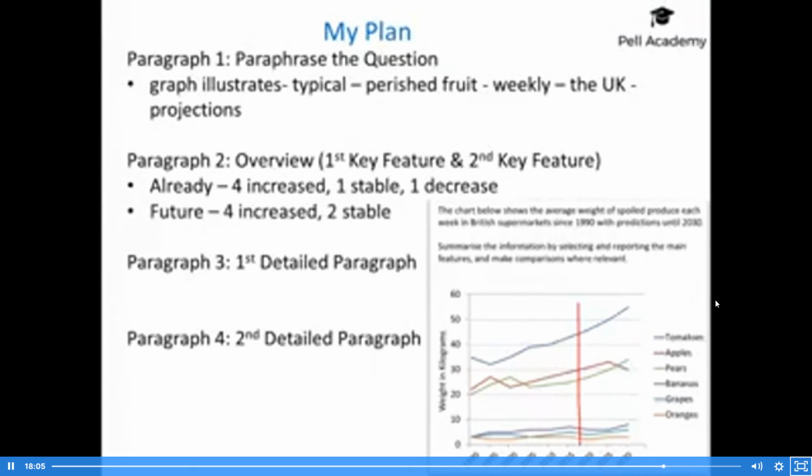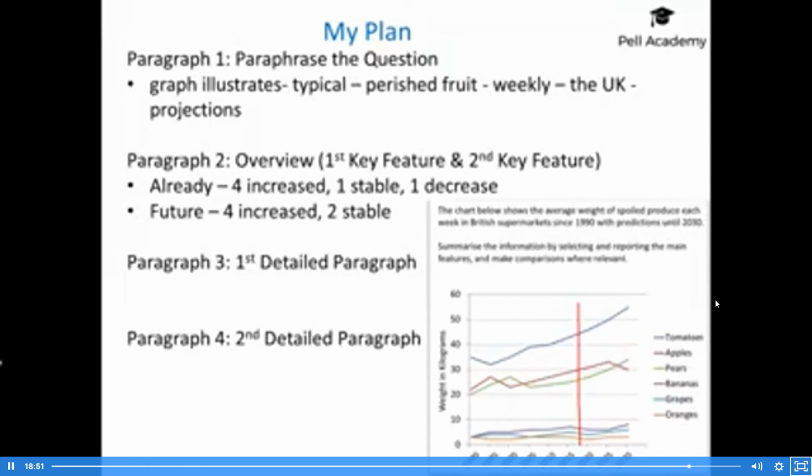And then my second key feature, I'm going to focus on the other side of the chart, would be the future. So if you look down through it, again, the blue is up, red is stable, green up, purple up slightly, that looks slightly up, and they're stable again. So orange and red, so we have the apples and the oranges are roughly stable, and the other 4 increased. So for this chart, this is just the easiest way to organize it for trying to fit everything into the limited number of words that we have to use.